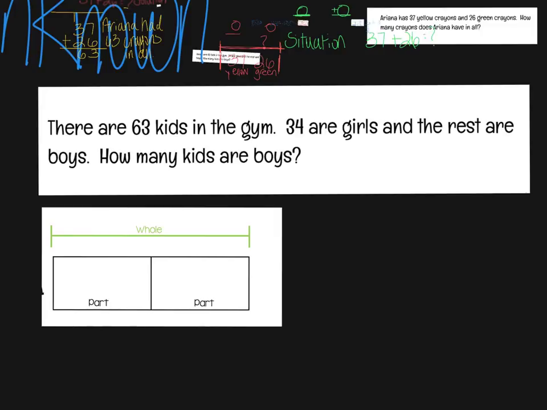No. Excellent. So we know it's a part-whole problem. No action whatsoever. So it was a static relationship. Static relationship means it was still like a picture. Nothing happened. So since it's a part-whole problem, we're going to think to ourselves, what is my unknown?